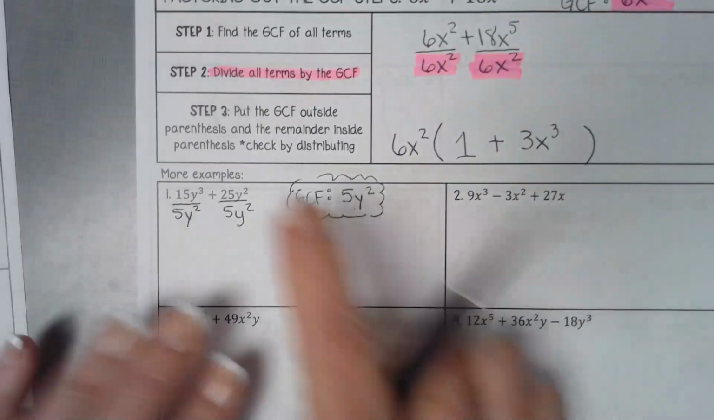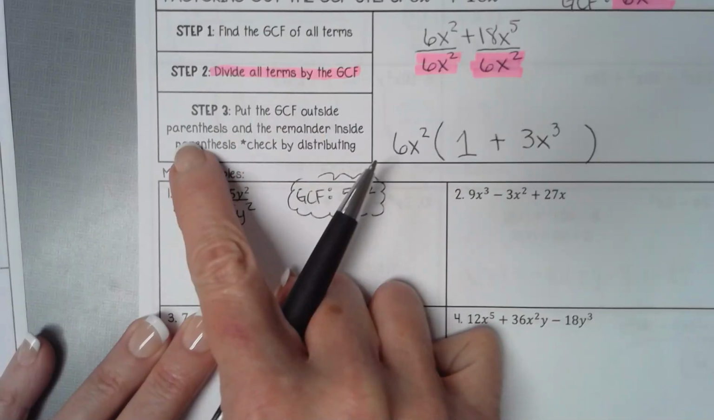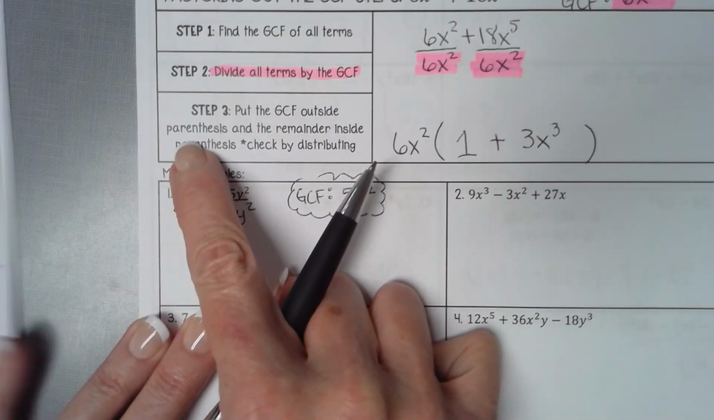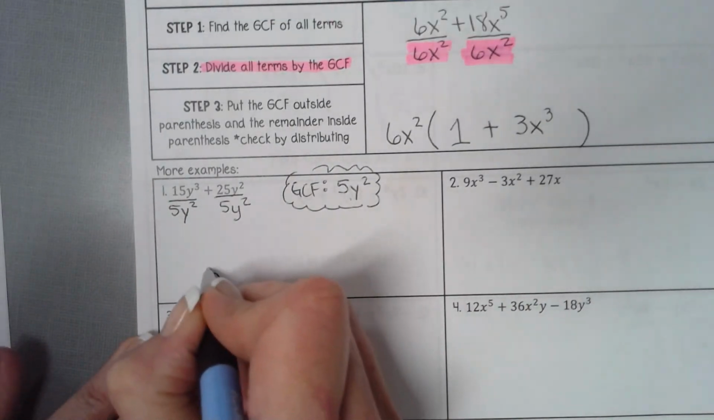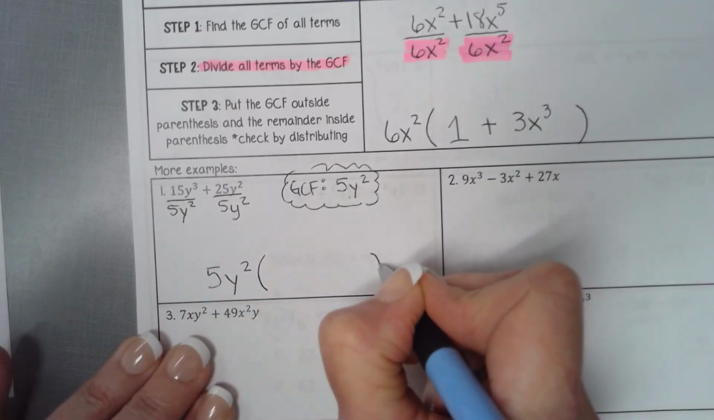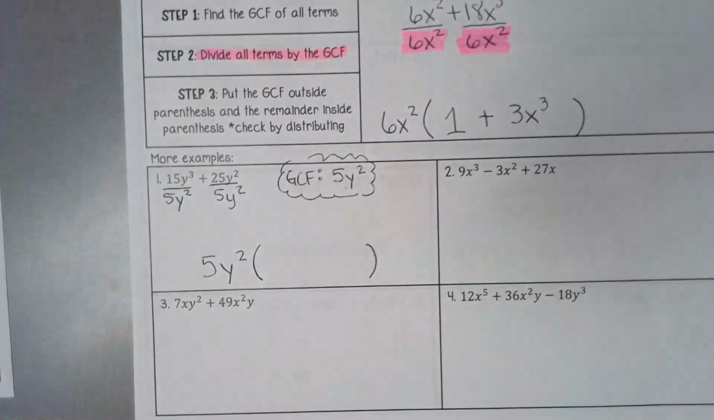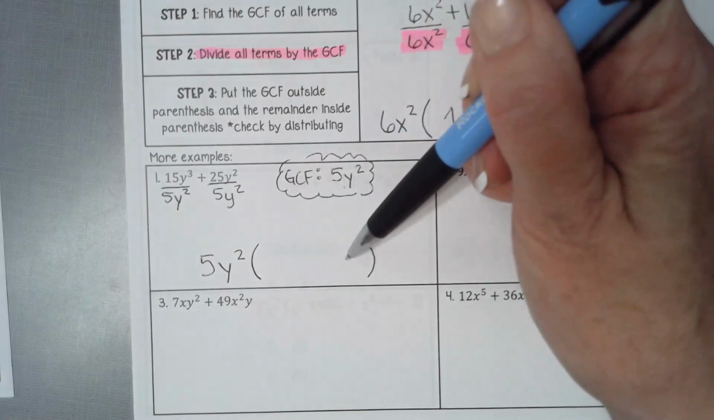Okay, now, let's get our setup going. Look what it says. Put the greatest common factor on the outside of the parenthesis and set up a parenthesis. So at the bottom, I'm going to put 5y squared outside my parenthesis, and I'm going to set up a nice big parenthesis so I'm not cramming stuff in the parentheses. Okay? Now, I've got two terms. I should have two terms here.